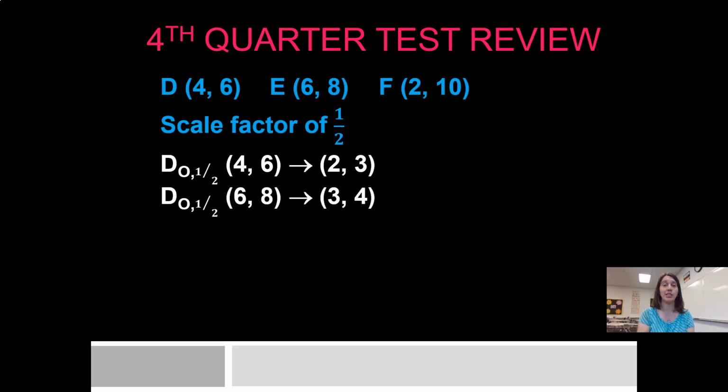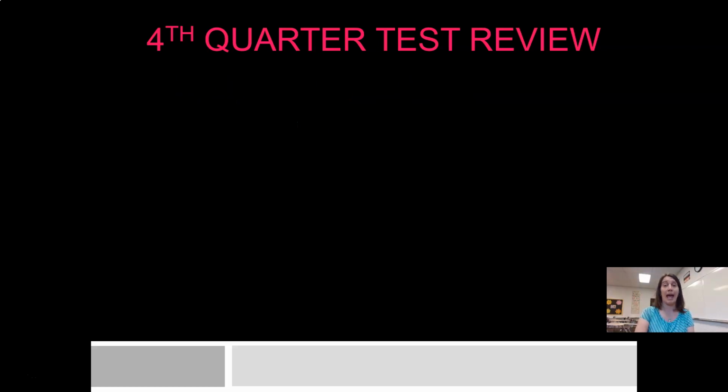So my dilation centered at the origin, the scale factor of 1/2, my second point (6, 8). Half of 6 is 3 and half of 8 is 4. Last point, the dilation centered at the origin and my scale factor of 1/2, the ordered pair is (2, 10). Half of 2 is 1 and half of 10 is 5. And that's it. I've given the new ordered pairs that correspond with the dilation of 1/2.